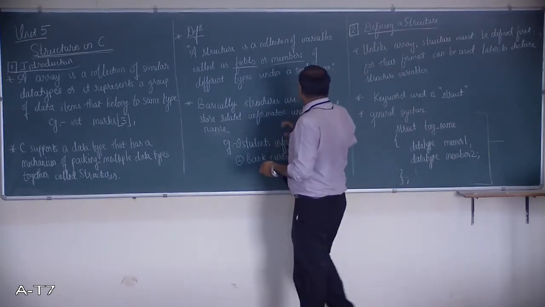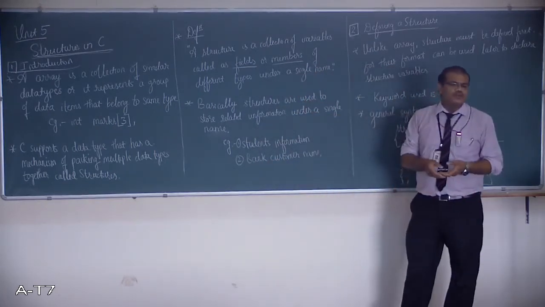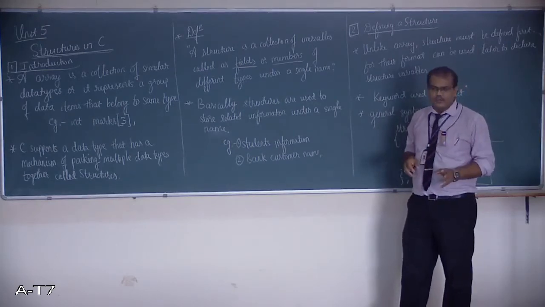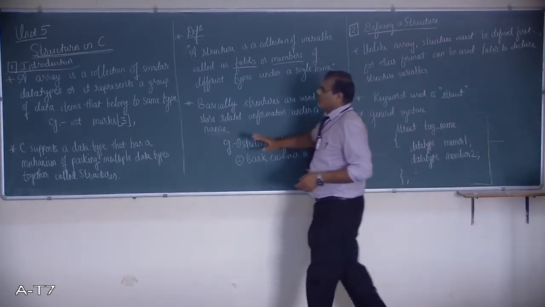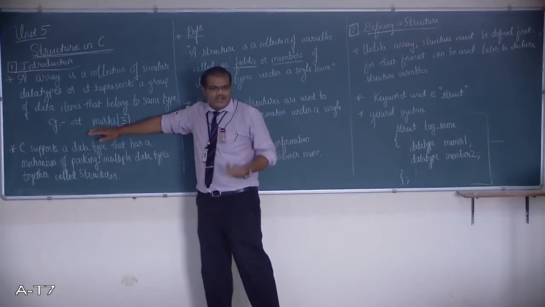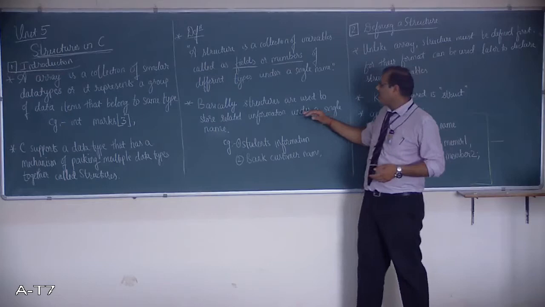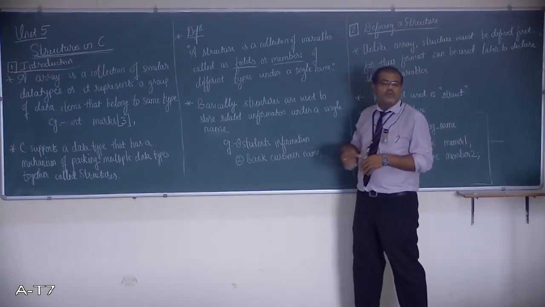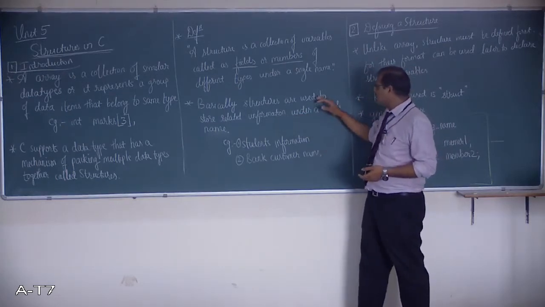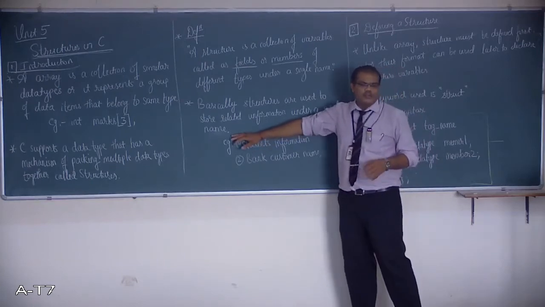Now, basically a structure, why is the use of structure here? The most important use of structure is that the disadvantage before was that only one data type could be used. Here the advantage of using structure is that we can hold information of multiple data types under a single name, so that it can be used for multiple purposes.